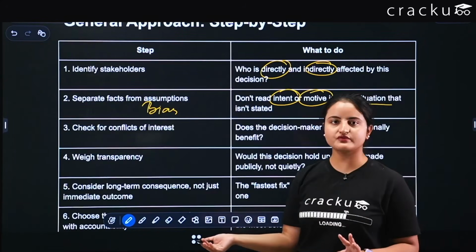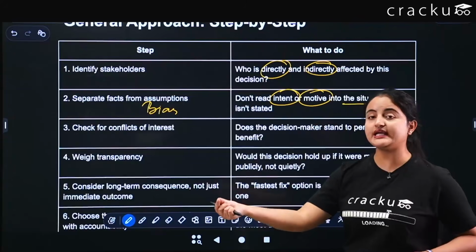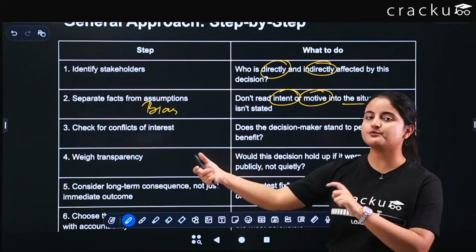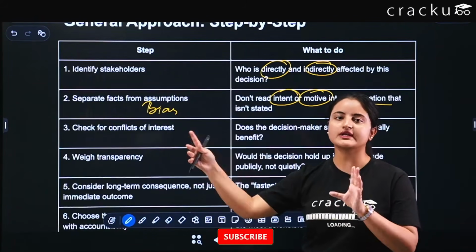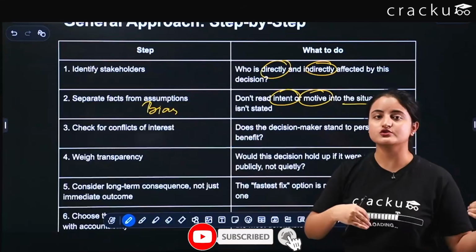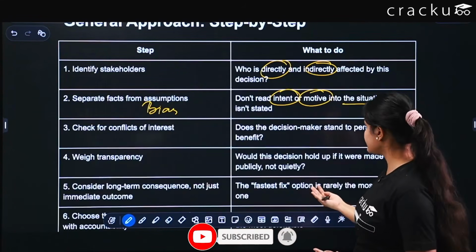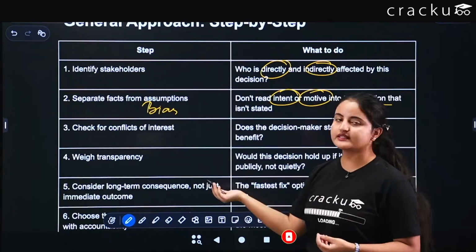Check for conflicts of interest. That is very important, that if I'm taking this decision, will there be a conflict? If yes, then how can I tackle it? Maybe I can choose another option, okay? So that is there.